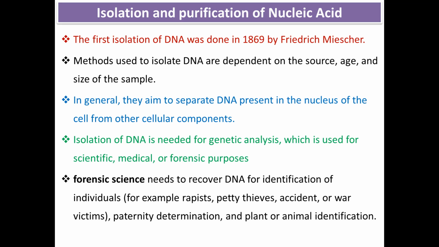Similarly, we can determine paternity. For example, we can determine the parents of a particular kid, and do plant or animal identification. We can also identify plants and animals by their genetic makeup. So in forensic analysis, we can determine DNA by using this technique. It is very important to analyze DNA and to isolate pure DNA from the cell.